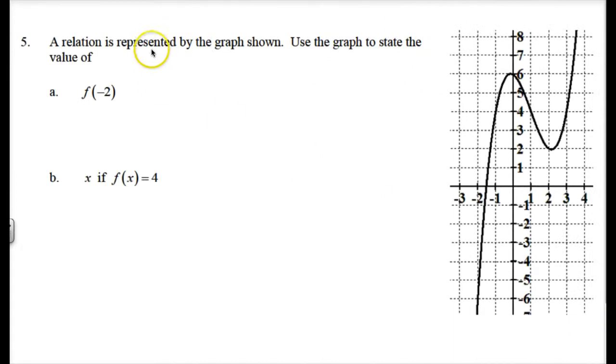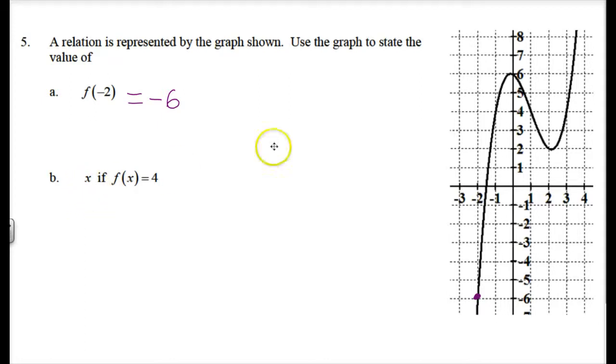A relation is represented by a graph. Use the graph to state the value of f of negative 2. So we have to find, when x is negative 2, what's y? I'm going to say that it's negative 6. So there's no formula to show here. We can simply look at the graph.